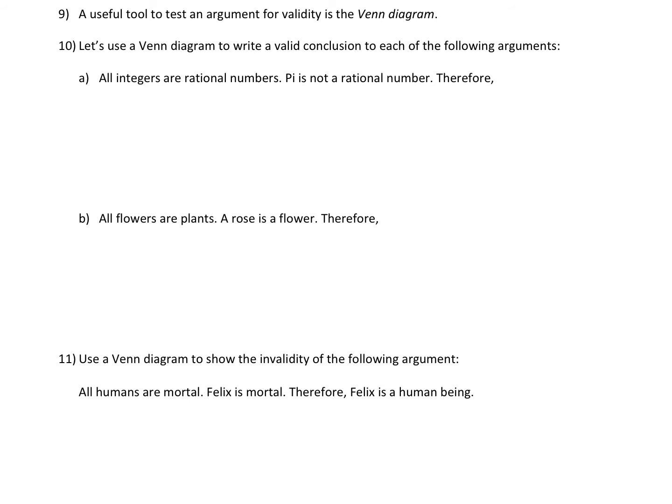So if I use this first sentence to create a Venn diagram, all integers are rational numbers. I can make a circle that represents rational numbers, which we label Q. Q is for rational numbers. All integers are rational numbers, so I can put the integers fully inside the rationals. And then pi is not a rational number. It means that pi is out here, outside of the circle of rational numbers. So quite clearly from the picture, pi is not an integer.